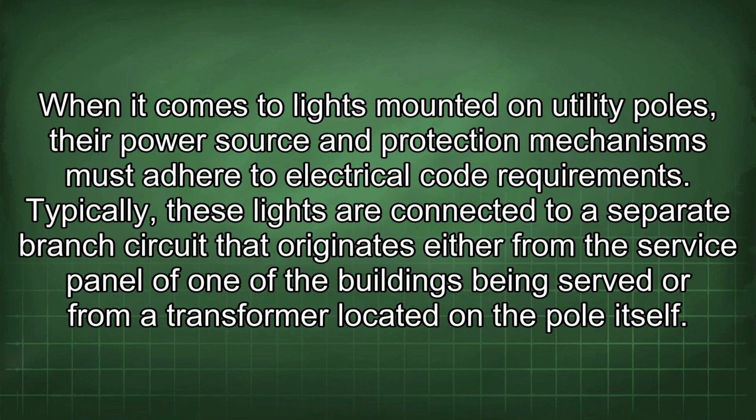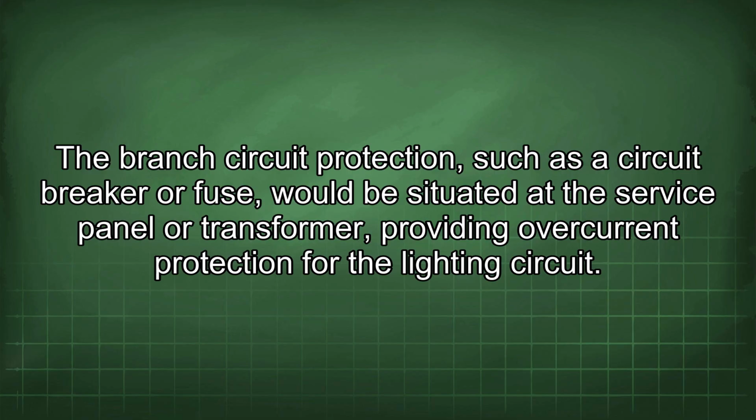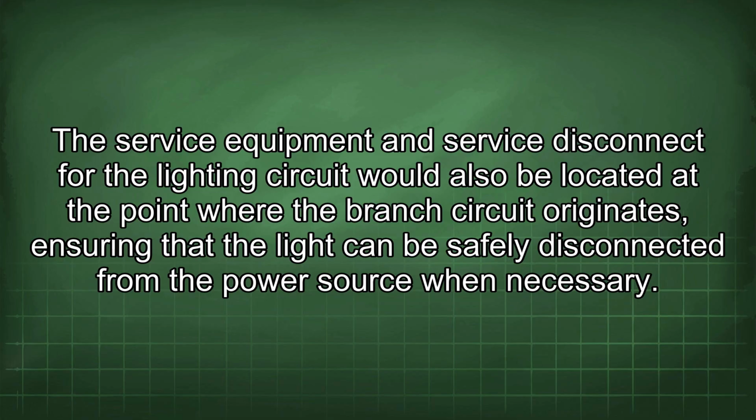When it comes to lights mounted on utility poles, their power source and protection mechanisms must adhere to electrical code requirements. Typically, these lights are connected to a separate branch circuit that originates either from the service panel of one of the buildings being served or from a transformer located on the pole itself. The branch circuit protection, such as a circuit breaker or fuse, would be situated at the service panel or transformer, providing overcurrent protection for the lighting circuit. The service equipment and service disconnect for the lighting circuit would also be located at the point where the branch circuit originates, ensuring that the light can be safely disconnected from the power source when necessary.